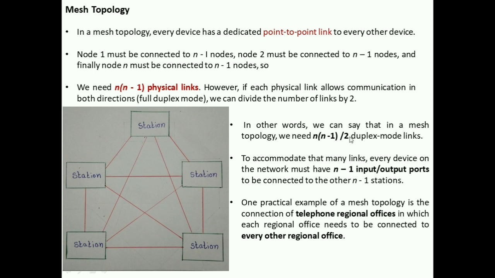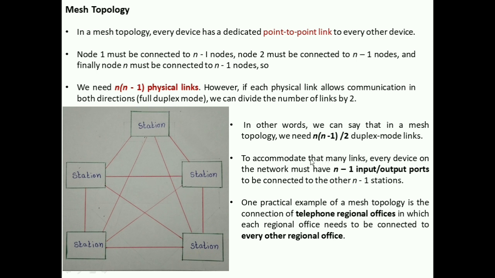How many duplex mode links can a network with 5 stations have? 5 into 5 minus 1 by 2. What is 5 into 5 minus 1? 5 into 4, which is 20, and 20 by 2 is 10. Let us see how many links we have. This is 1, 2, 3, 4, 5, and then this is 6, 7, 8, 9 and 10.